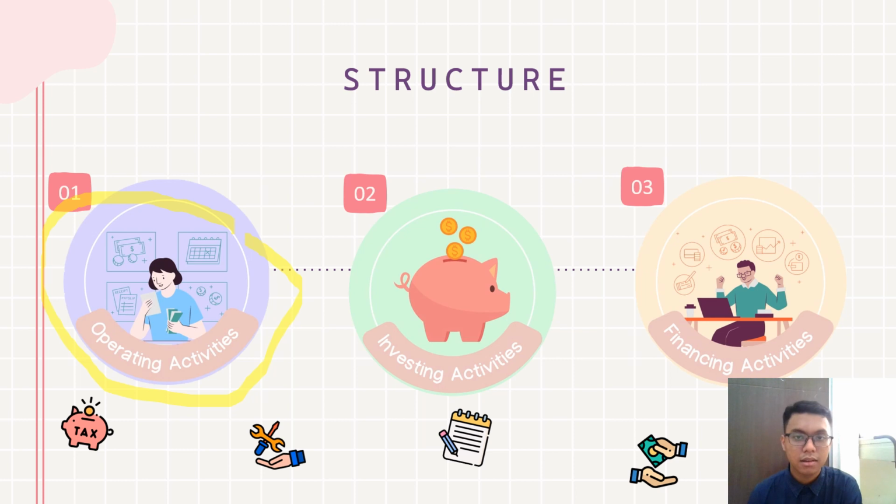Second, cash from investing activities. Investing activities include any source and use of cash from a company's investments. You can see in the illustration of the piggy bank that saving money means investing.